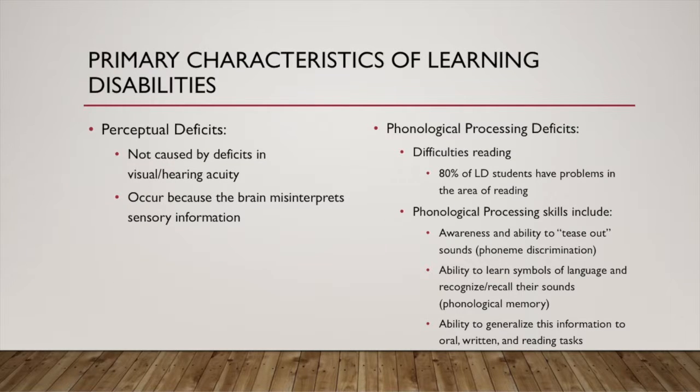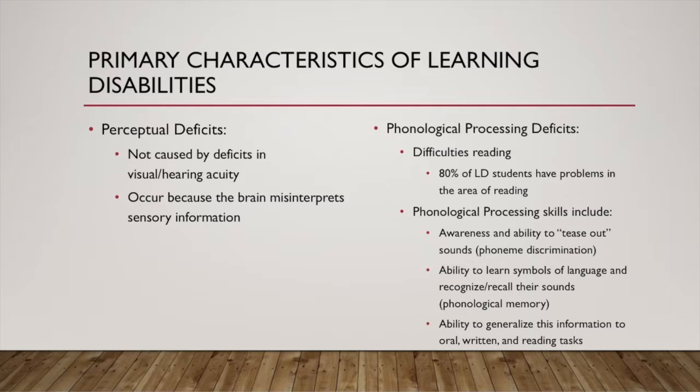So, primary characteristics of learning disabilities. We have perceptual deficits, which are not caused by deficits in visual or hearing acuity. They occur because the brain misinterprets sensory information. And then phonological processing deficits, difficulties reading. 80% of LD students have trouble in the area of reading.